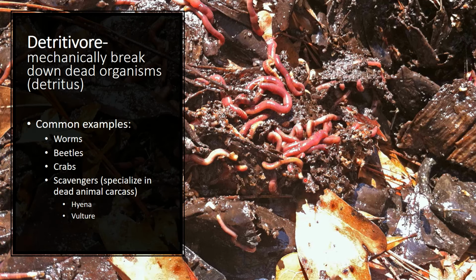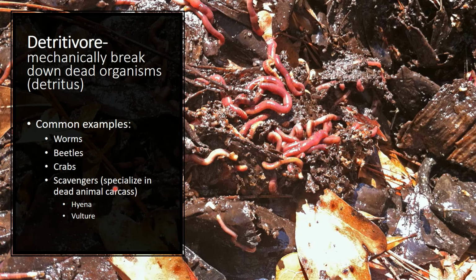Detritivores, you can think of them as decomposers, but they break down matter. So they physically break it down. They make it smaller. They're not changing the chemicals, things like that, but they're breaking it into smaller pieces. Some common examples would be worms, beetles, crabs. They go around and break those things down.